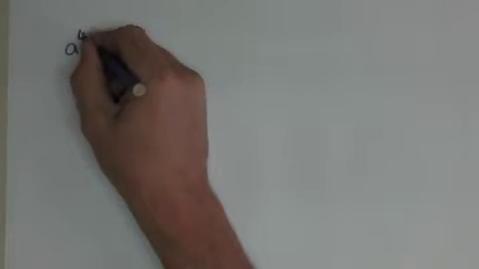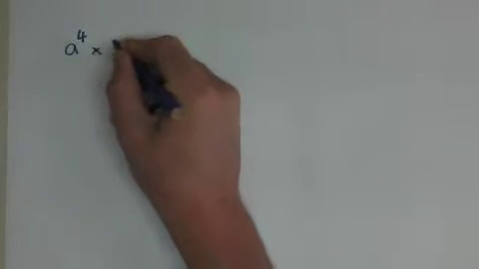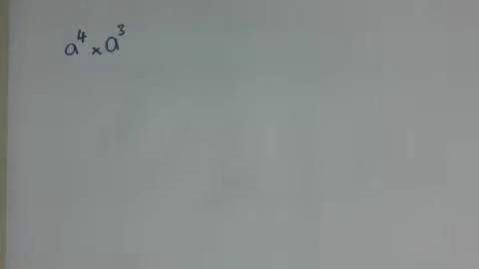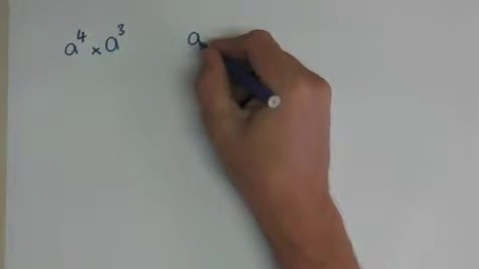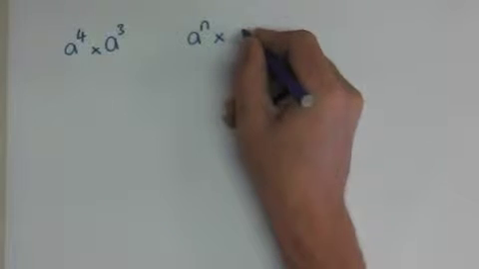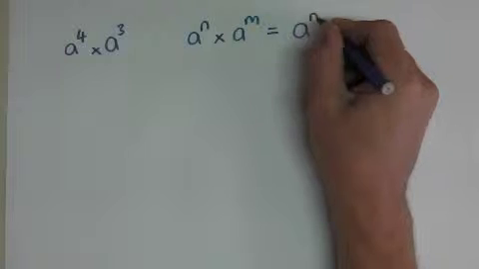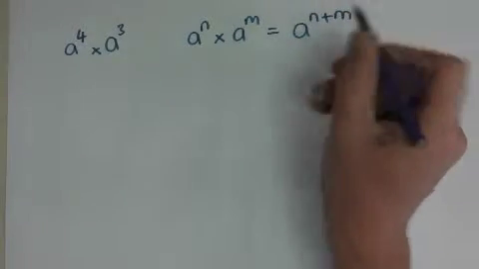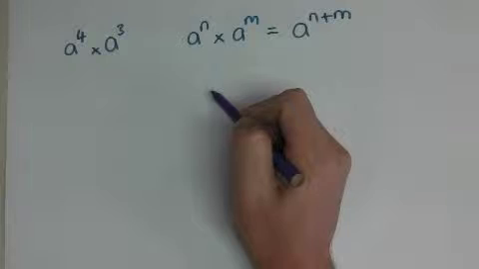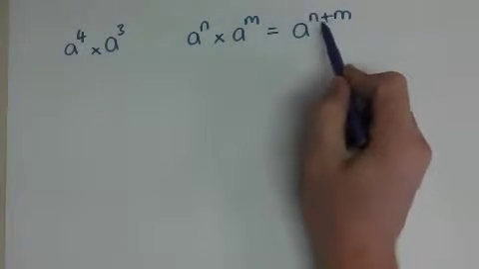First, we're going to look at using the indices rules as a way of simplifying expressions. If I have the indices expression a to the power of 4 multiplied by a to the power of 3, then using the indices law of a to the n times a to the m is equal to a to the n plus m. Therefore, for two numbers with the same base, you add the indices together.